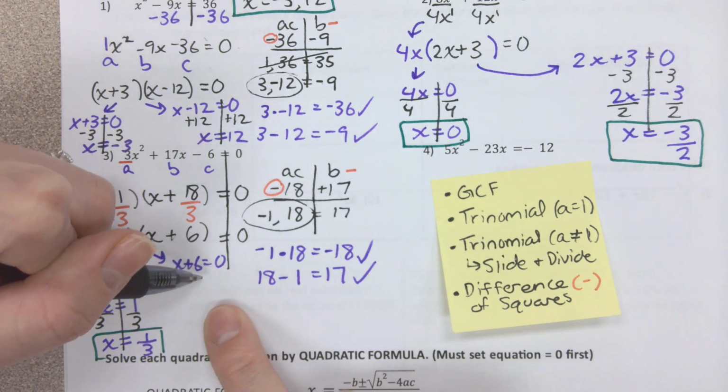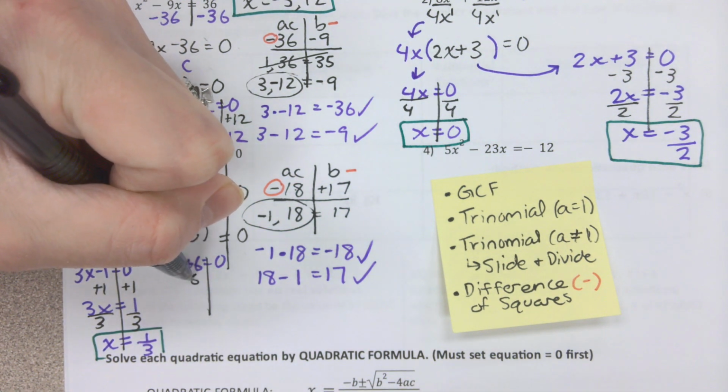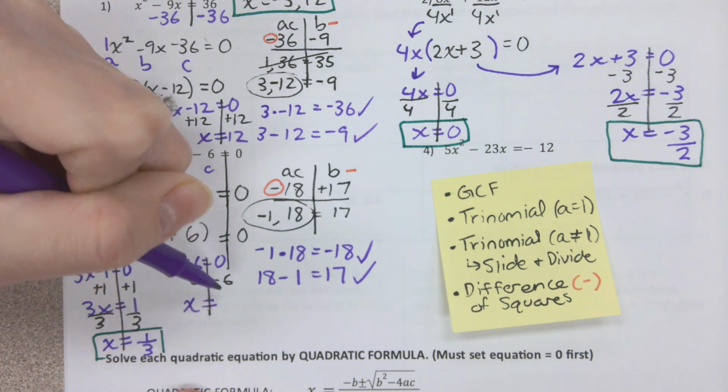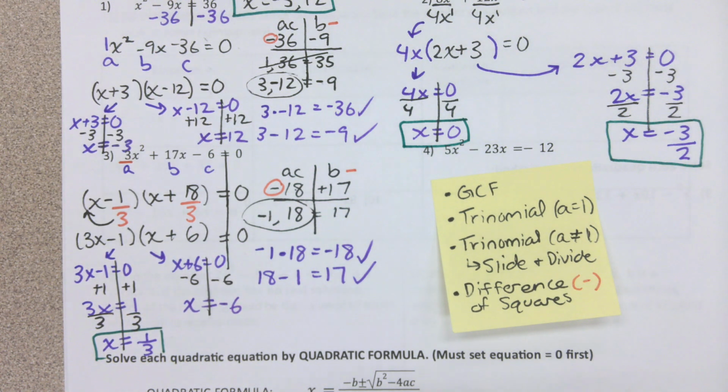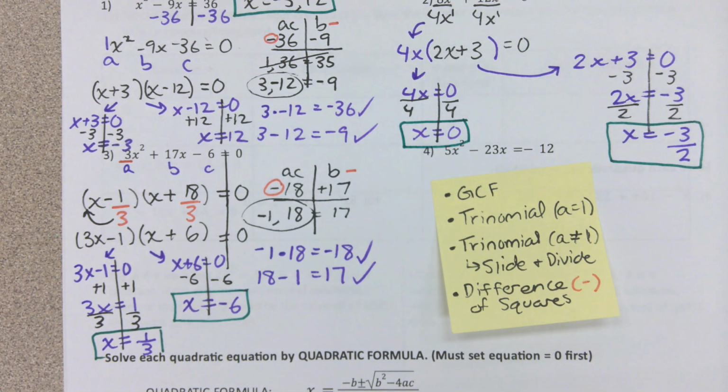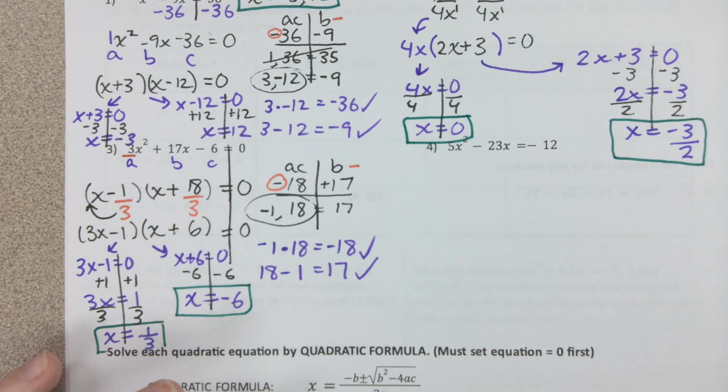X plus 6 equals 0. That's a plus 6. I will minus 6 on both sides. X is negative 6. And there you have it. Number 4.